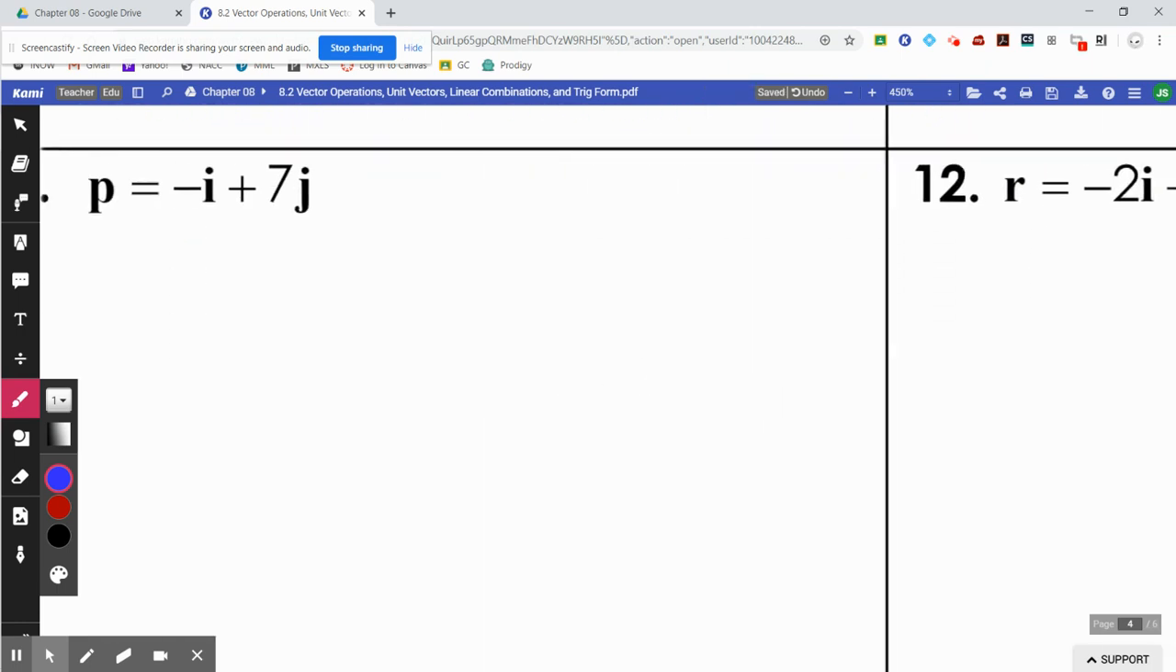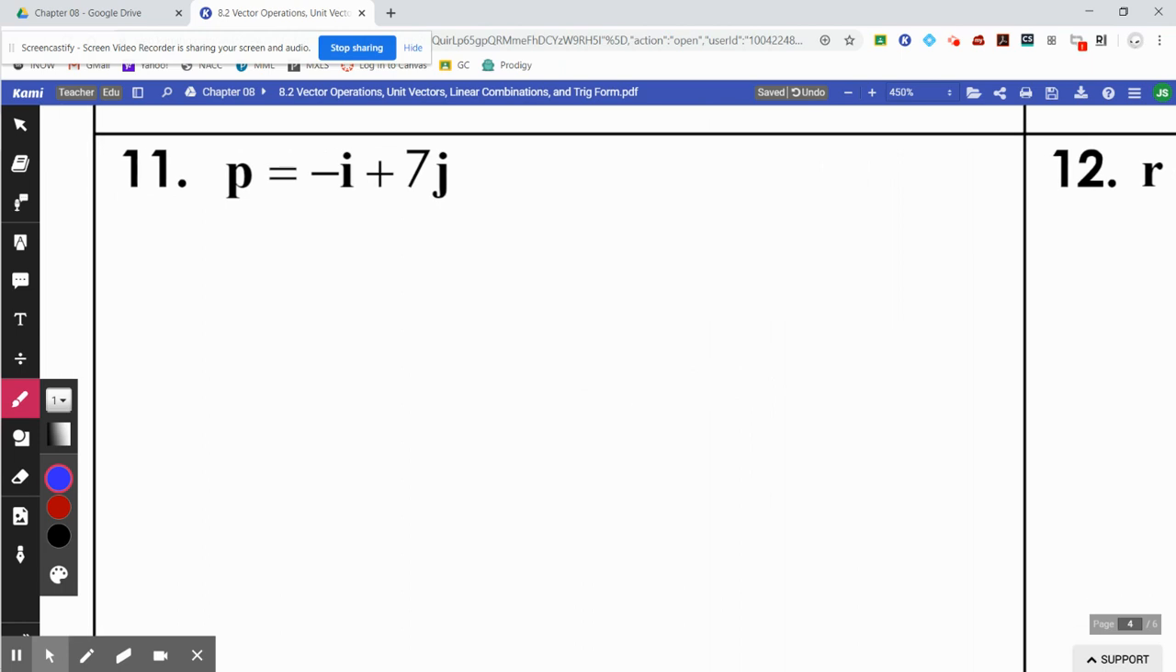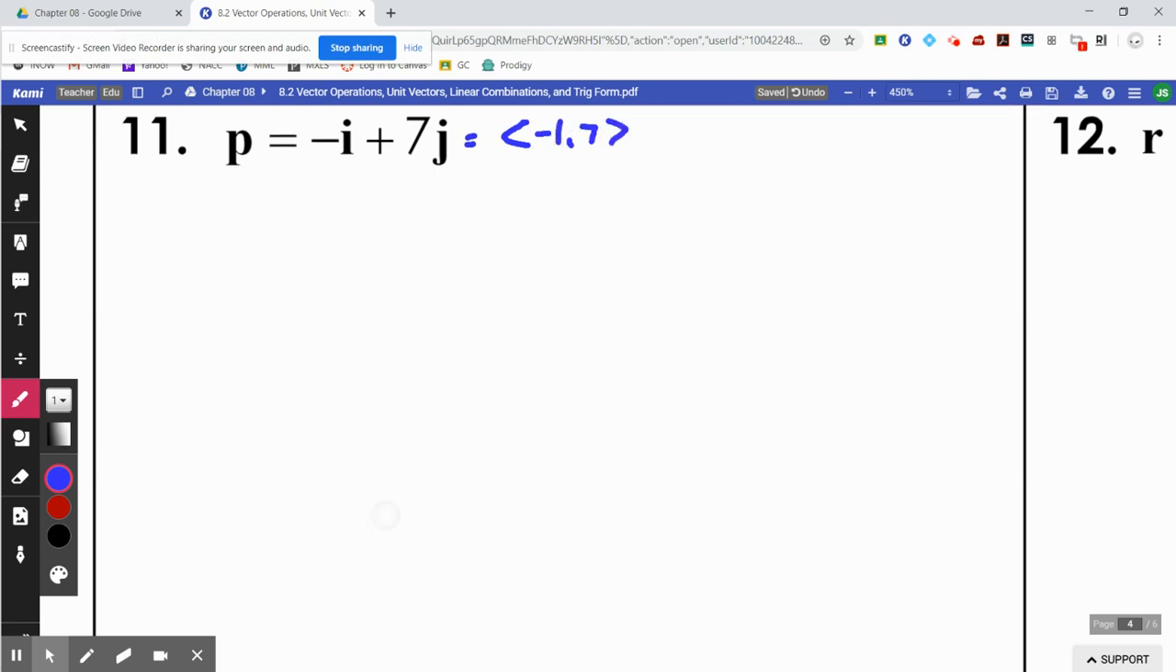Number 11. This one we've got written in a different form. We got it written in linear combination form. If we want to write it as the other form, that's negative 1 comma 7, same thing. So therefore the magnitude of P is going to equal the square root of negative 1 squared plus 7 squared. So that's going to be root 50, which is the square root of 25 times the square root of 2.